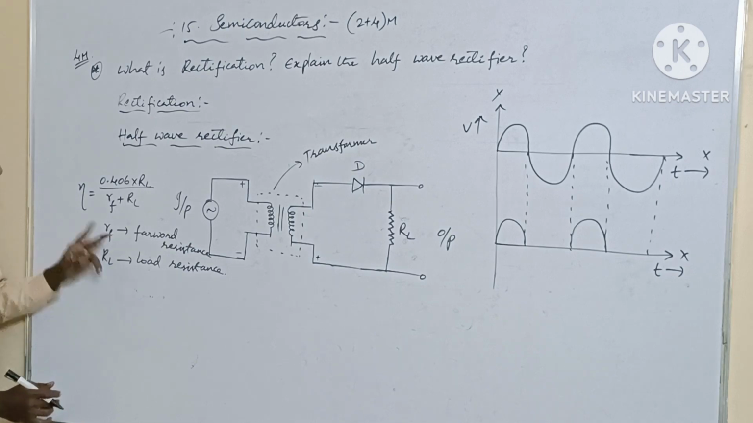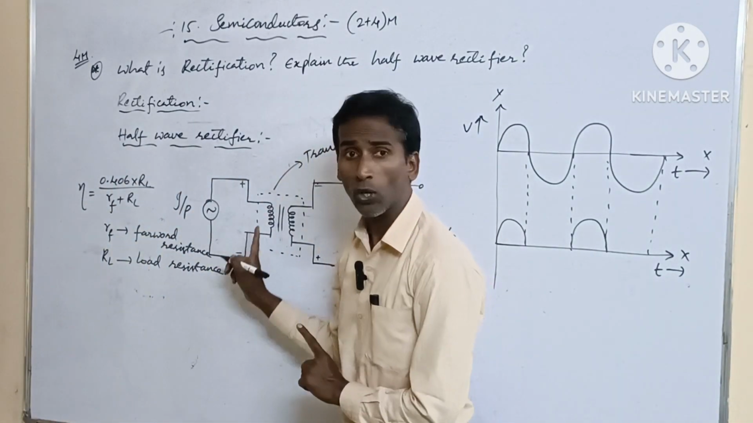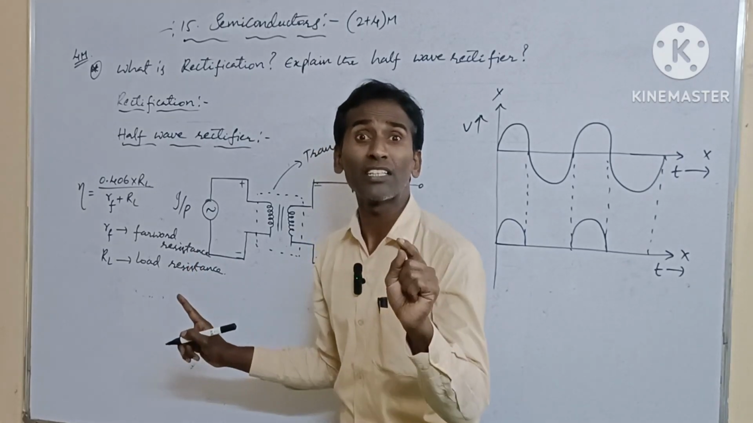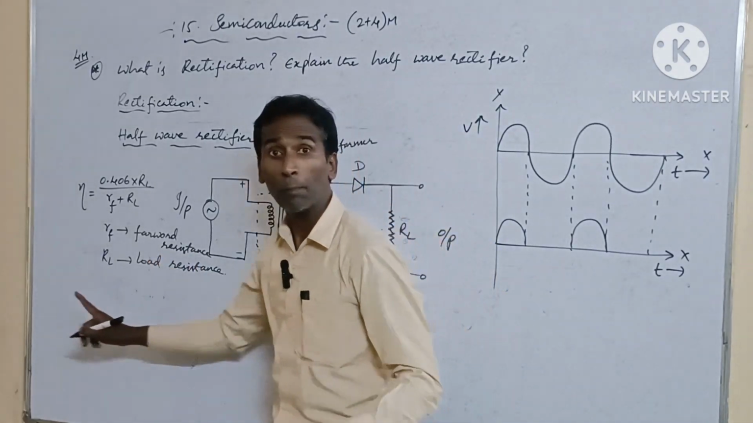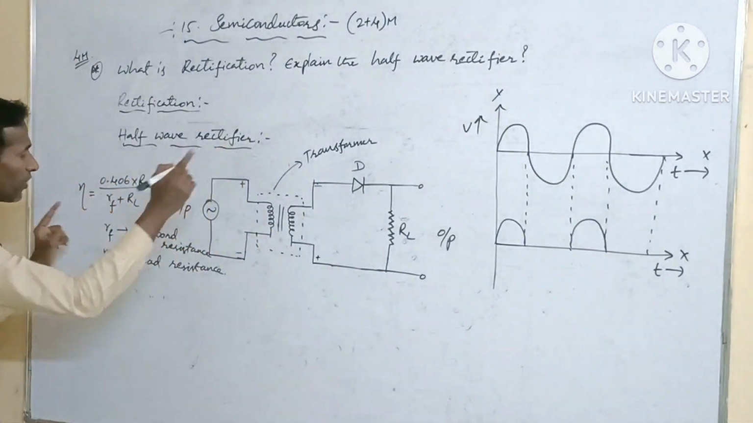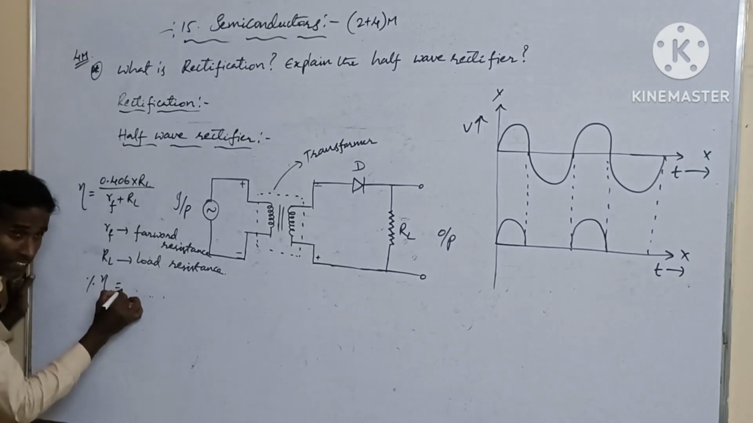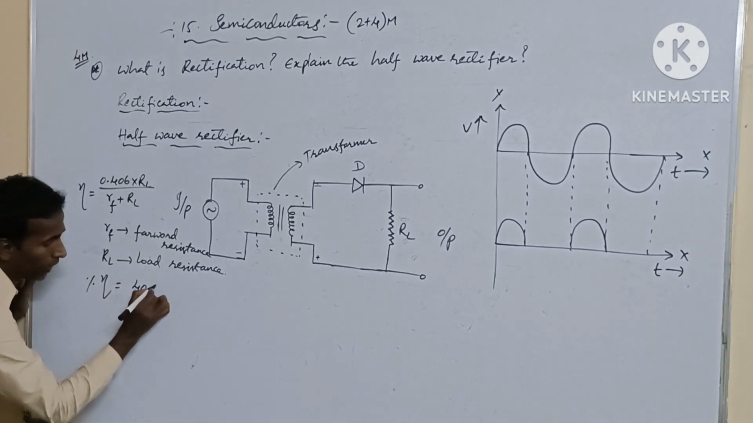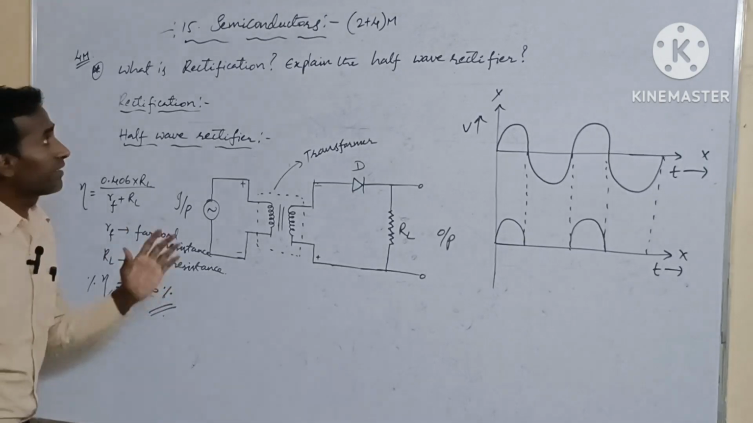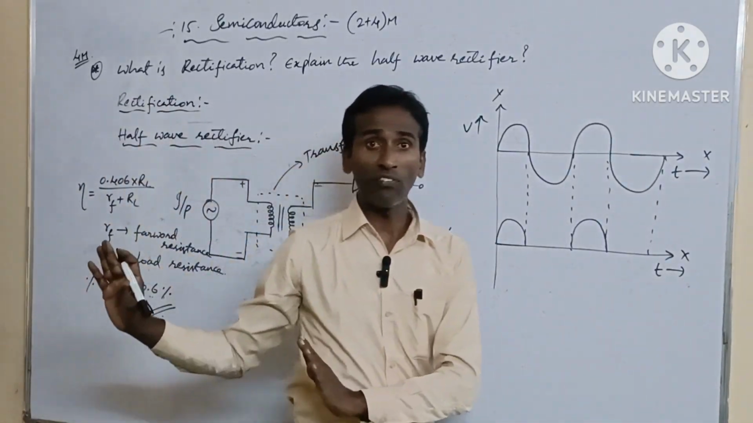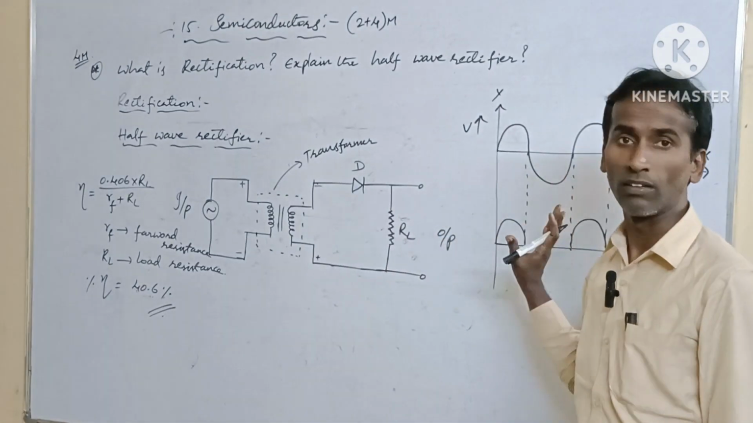Suppose he will definitely ask a 1-2 mark question from this topic also: write the percentage efficiency of half wave and full wave rectifier. The percentage efficiency of a half wave rectifier is 40.6 percent. This is the complete half wave rectifier, a 4 mark question. 100% he is asking this question.